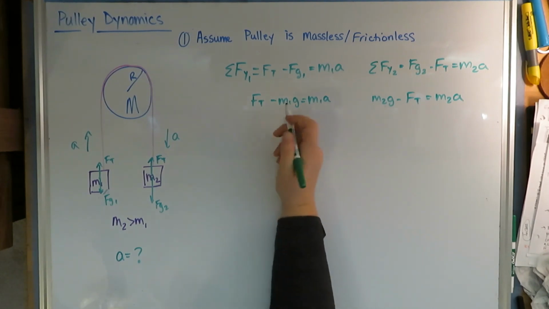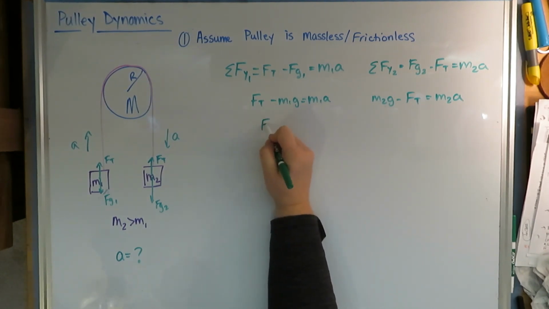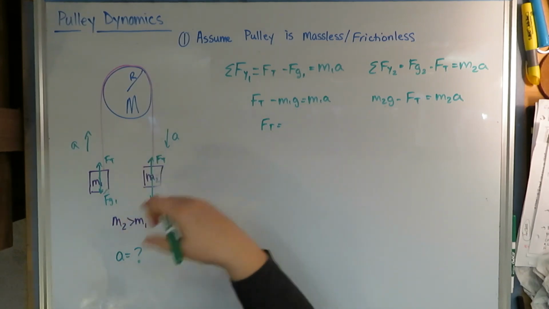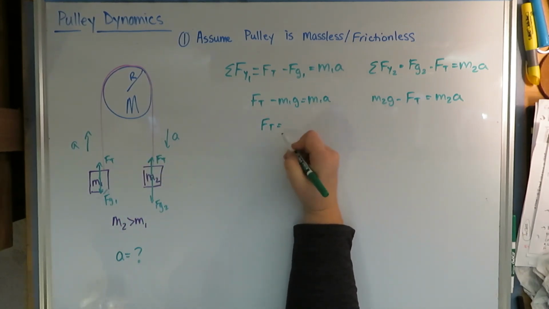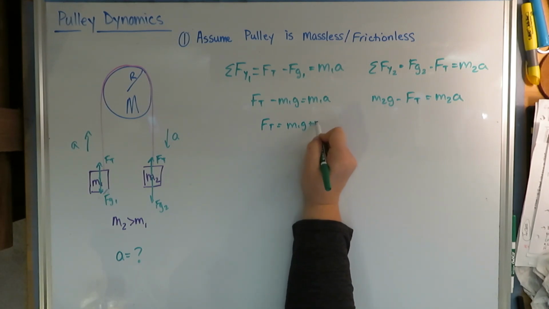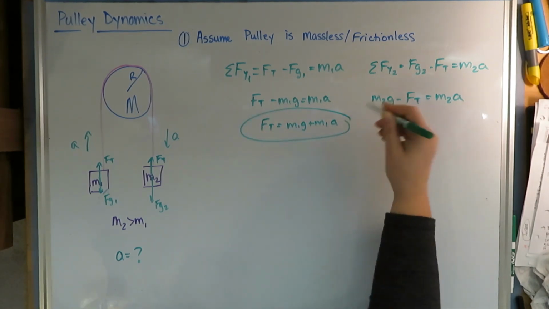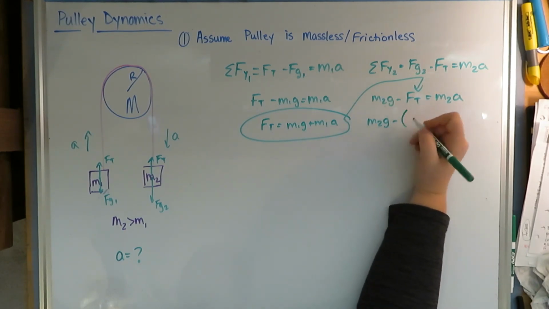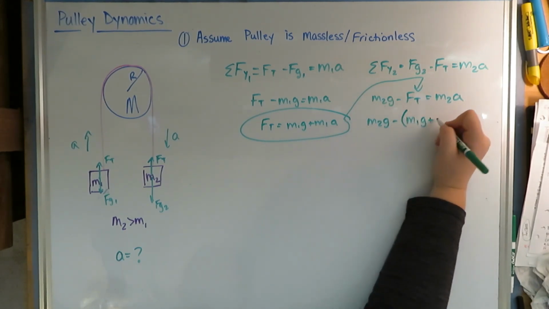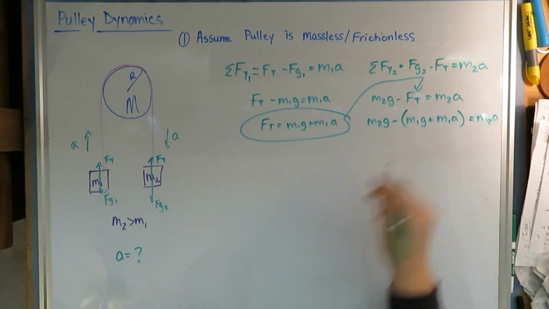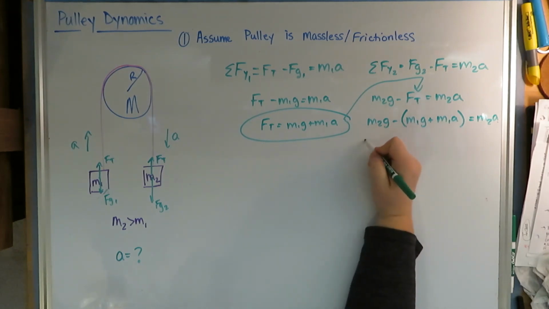I would solve this equation for tension. I could be looking for tension, but in this case I want to find acceleration, to compare what it's like when we consider the pulley. So I get Ft is going to equal m1g plus m1a. I would then take that and sub in over here. So I would get m2g minus, be careful of the parentheses here so you don't forget to distribute, equal to m2a. I would then distribute the negative.